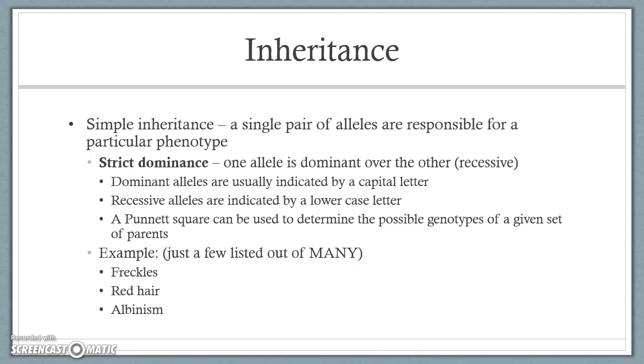Traits passed on by simple inheritance can be mapped out using a Punnett square. Some examples are the presence of freckles, red hair, or the condition albinism.